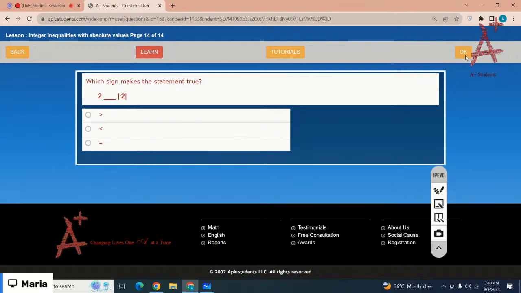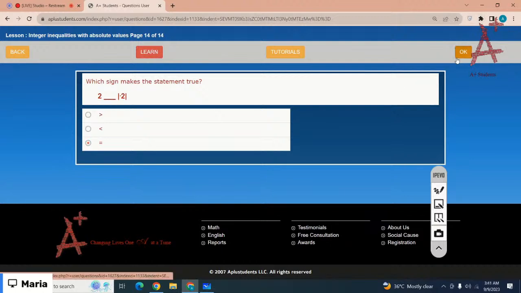Which sign makes the statement true? 2 and absolute value of -2. 2 is equal to absolute value of -2. They both are exactly equal, right?